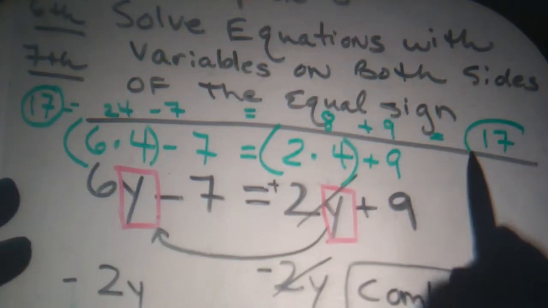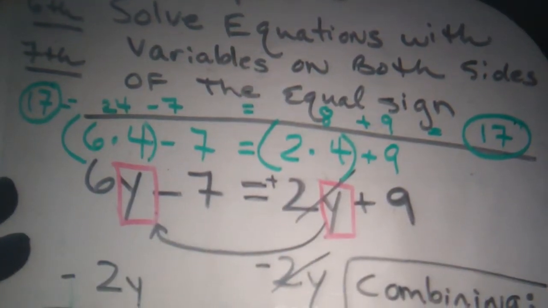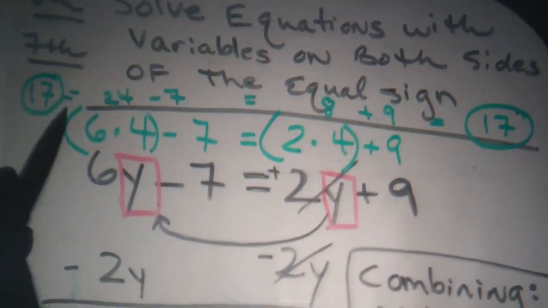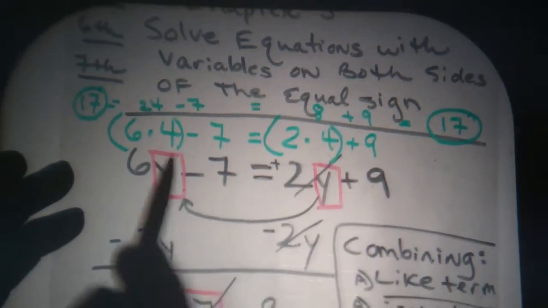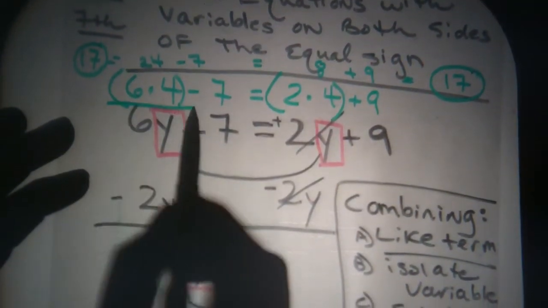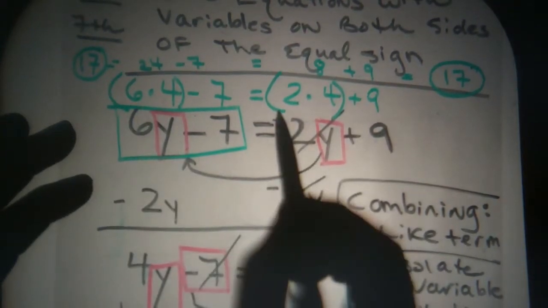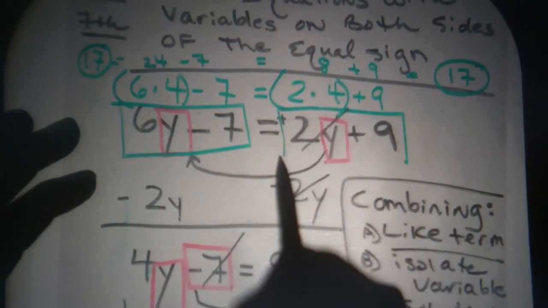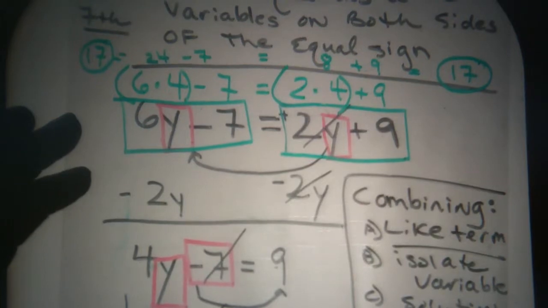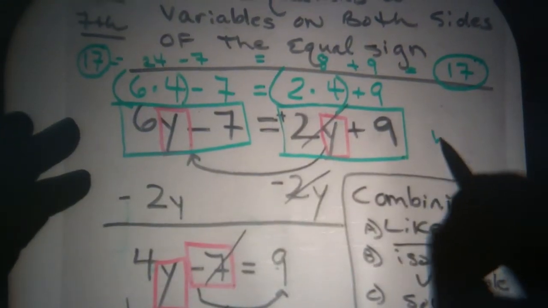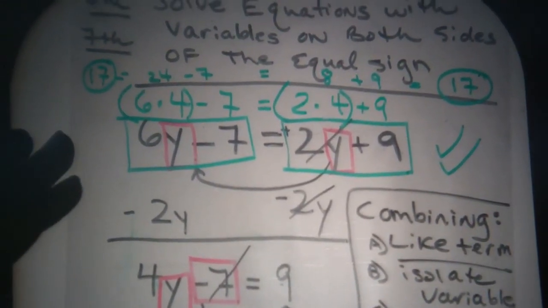If both sides are equivalent, that means if both sides are equal. If our solution for y solves both of these equations here with the same answer, then our solution is correct. And yes, it did. So we can say we did a double check and we're correct.